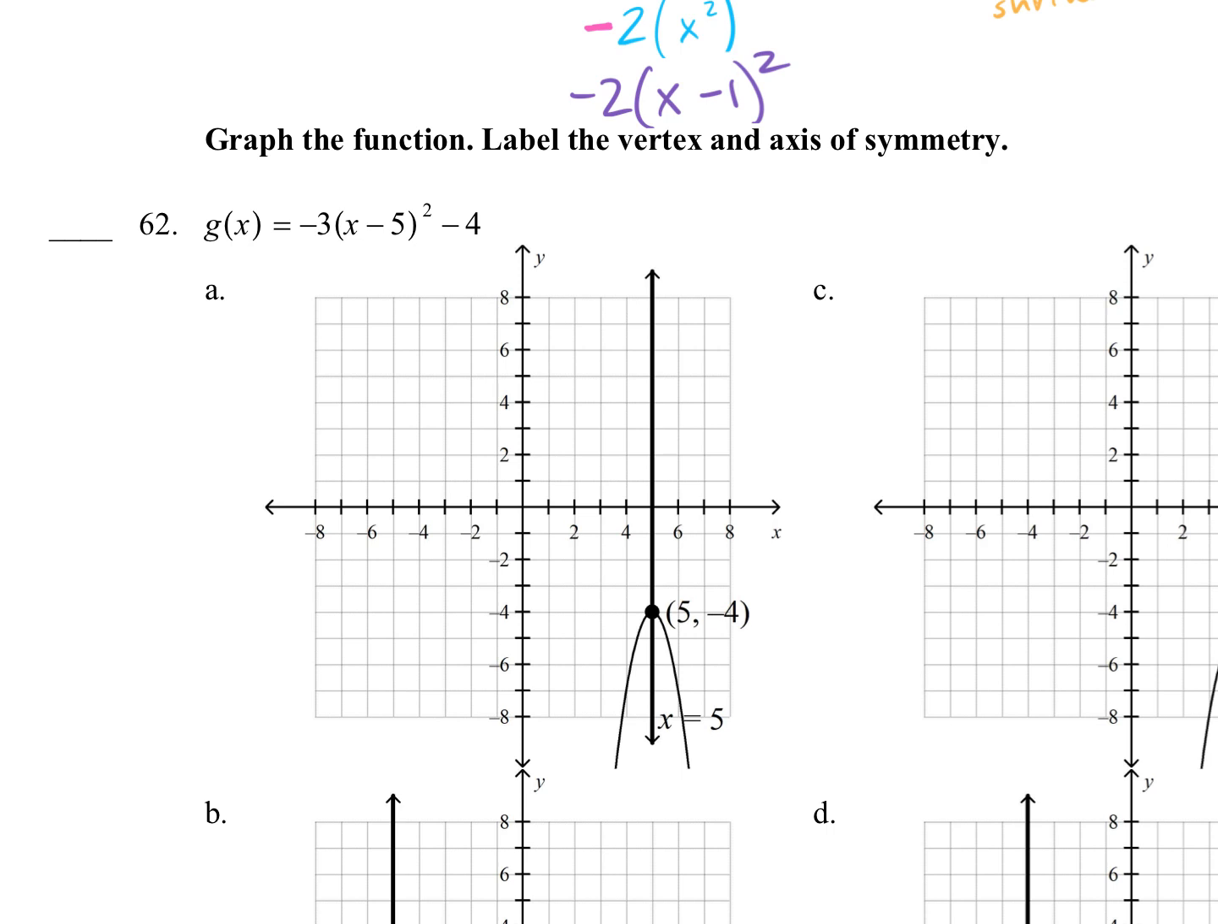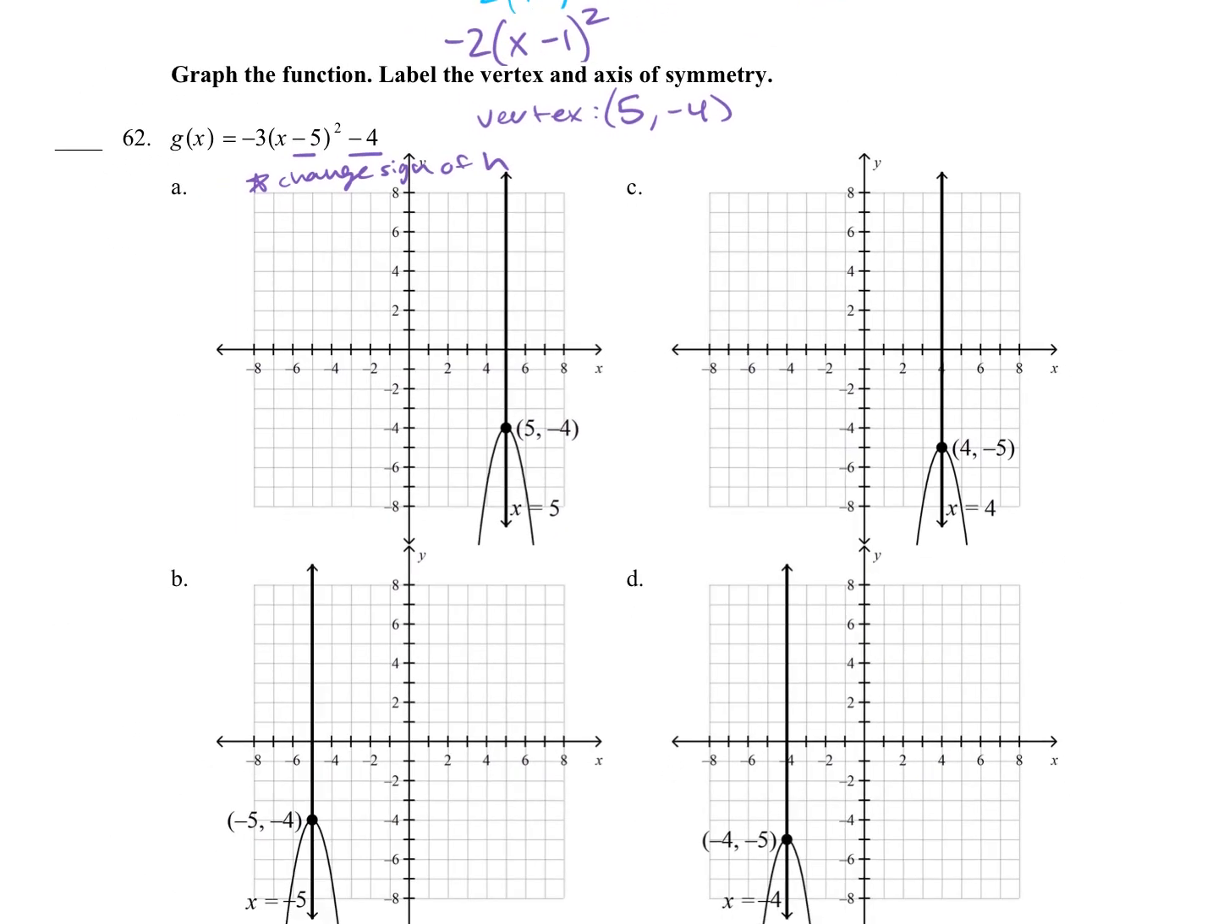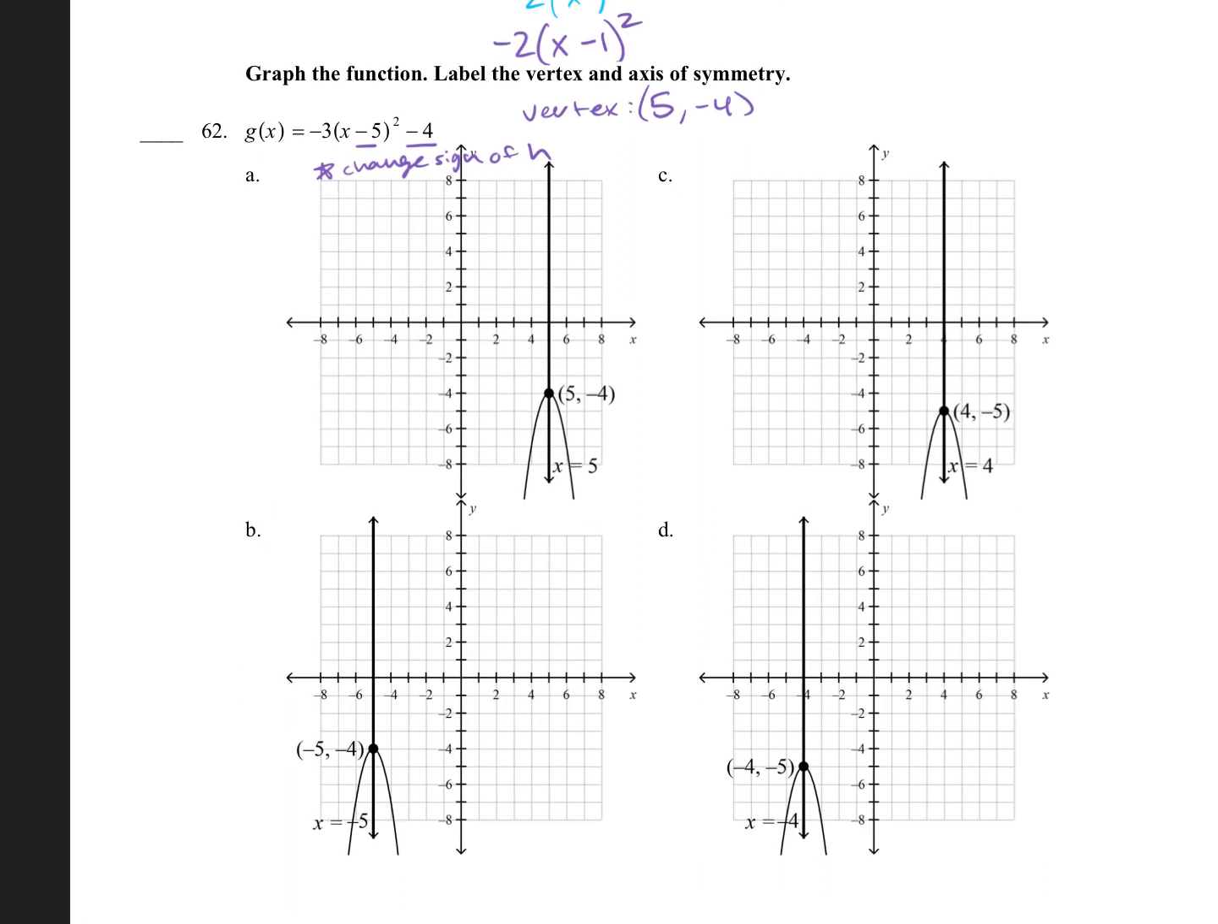62, again, we want to use our answer choices to help us with the graph, but first we need to find our vertex. What would my vertex be here? 5, -4. Perfect. What we're adding on the inside, what we're adding on the outside, but you always change the sign of the H. So 5, -4, we can go ahead and cross out C, we can cross out D, and we can cross out B. So the only option we have left is A.